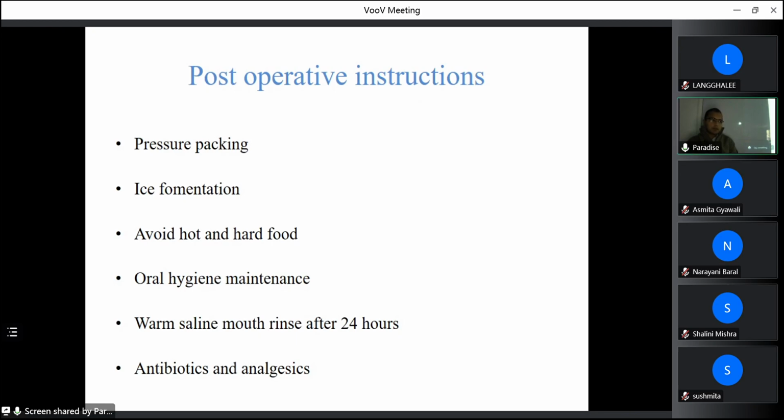What is bleeding time and clotting time? BT and CT normal value is 2 to 8 minutes, right? It's not more than 8 minutes. The clot is formed within 8 minutes. Then why do we have to apply pressure packing for 30 minutes or 45 minutes?